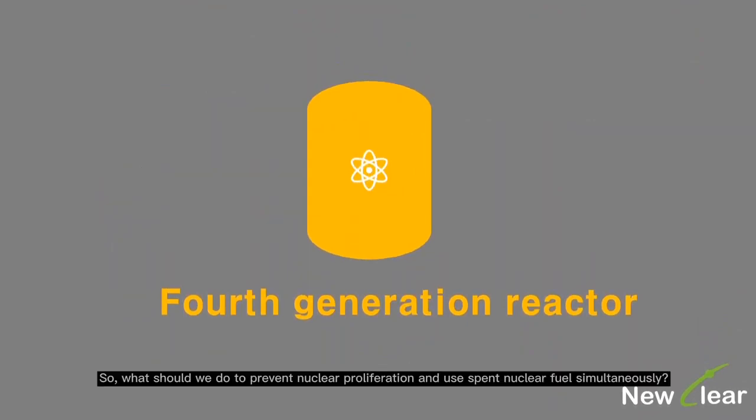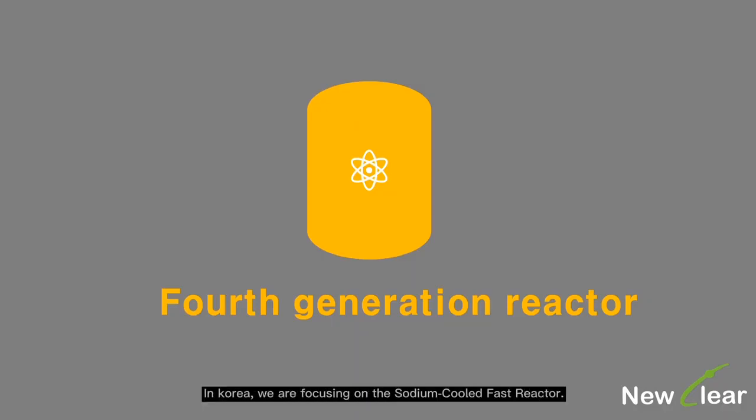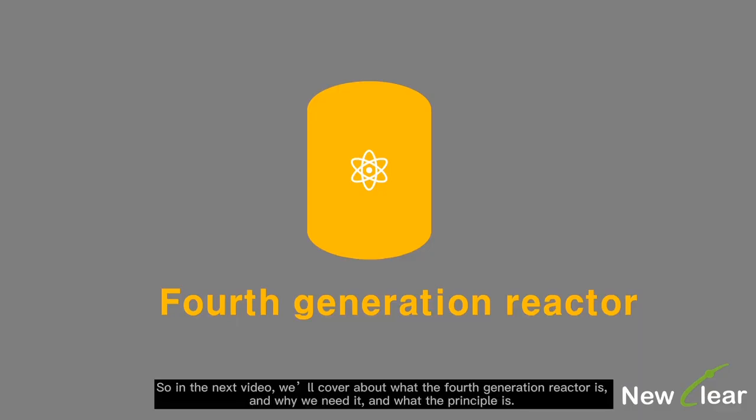So, what should we do to prevent nuclear proliferation and use spent nuclear fuel simultaneously? The fourth generation reactor is currently under research and development for this, and in Korea we are focusing on the sodium-cooled fast reactor. So, in the next video we'll cover what the fourth generation reactor is, why we need it, and what the principle is.